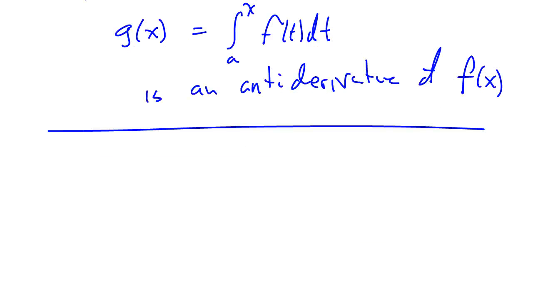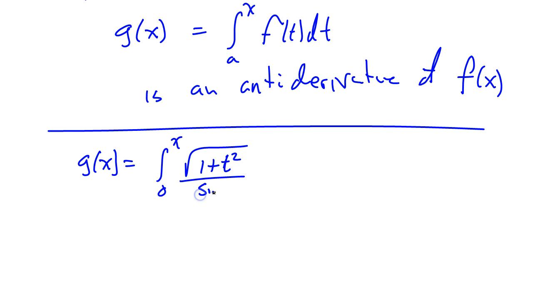Let's finish this video with a couple of examples. So here we go. Here's a function. G of x is the integral from 0 to x of the square root of 1 plus t squared divided by sine of t dt. What's the derivative of g?